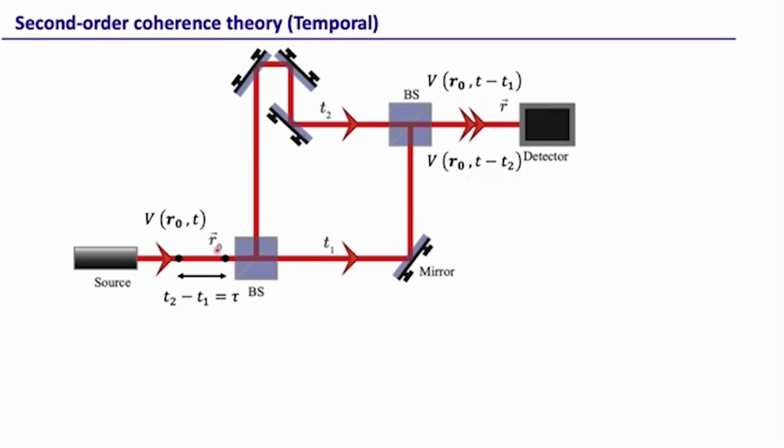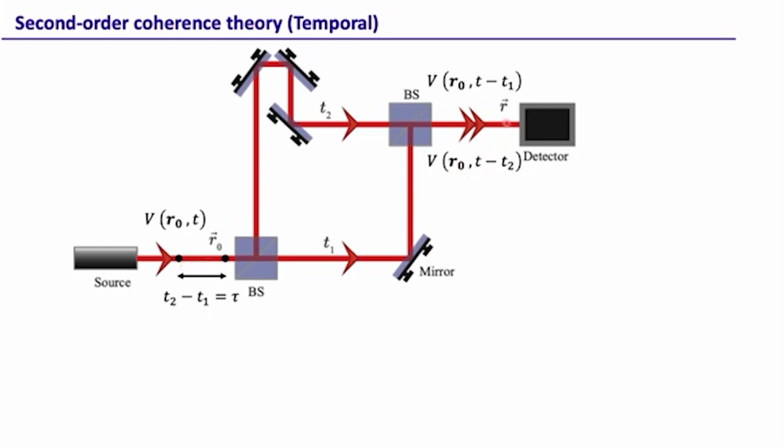Why is that? Here the field was V(R0, t), and this field has taken time t2 to get here. So what we see at R right now, at time t, is the field at R0 at time t minus t2, because that's the time it actually took. The field that was at R0 at time t will actually get here at time t plus t2. So the field we are seeing here at time t is the field that was there at R0 at time t minus t2.